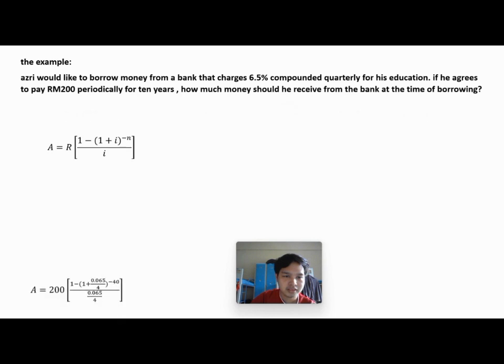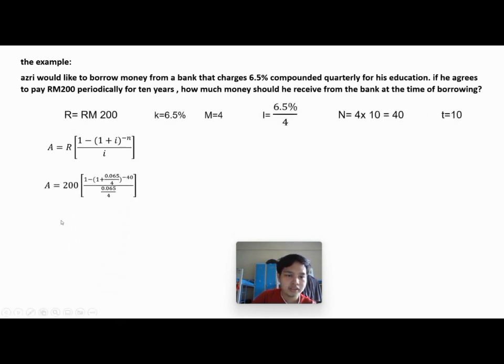This is the formula. You put all these items in the formula and you get this. The first step, you have to settle this bracket first, and you multiply by 200, and you get the answer.